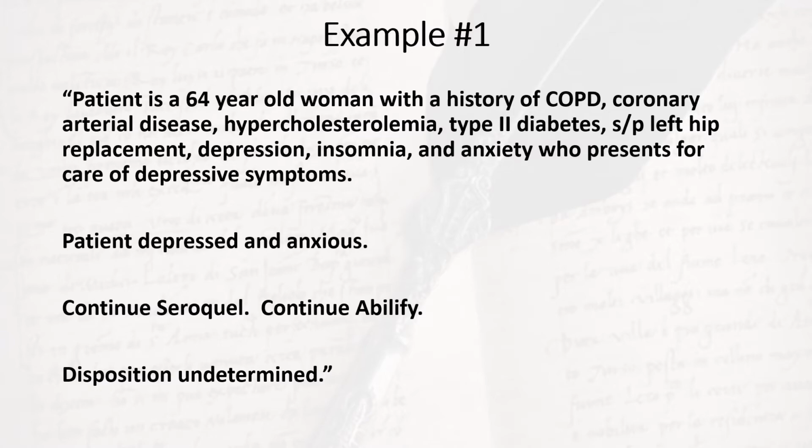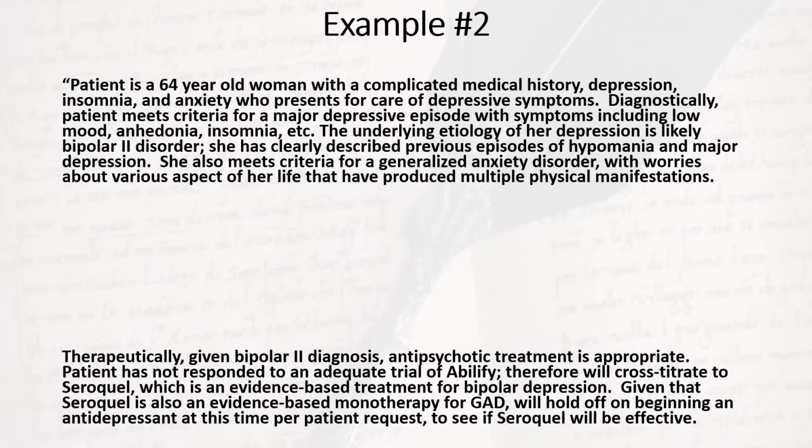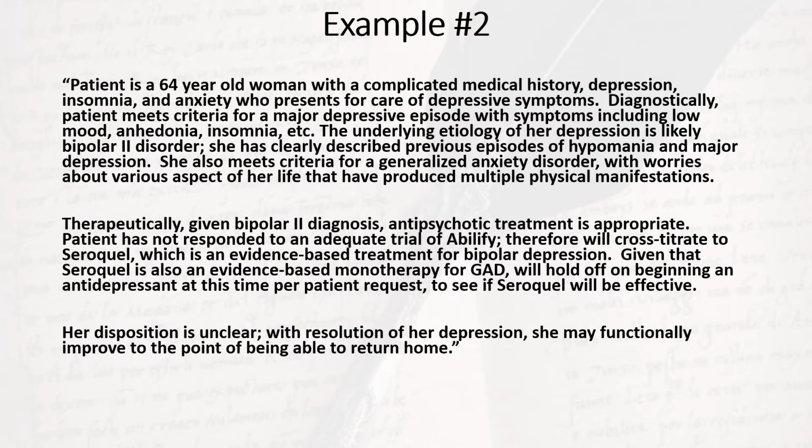And now let's compare it to this note. Patient is a 64-year-old woman with complicated medical history, depression, insomnia, and anxiety, who presents for care of depressive symptoms. Diagnostically, patient meets criteria for a major depressive episode with symptoms including low mood, anhedonia, insomnia, etc. The underlying etiology of her depression is likely bipolar II disorder. She's clearly described previous episodes of hypomania and major depression. She also meets criteria for a generalized anxiety disorder with worries about various aspects of her life that have produced multiple physical manifestations. Therapeutically, given a bipolar II diagnosis, antipsychotic treatment is appropriate.